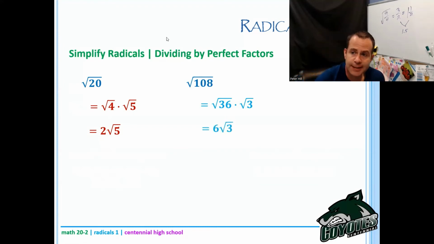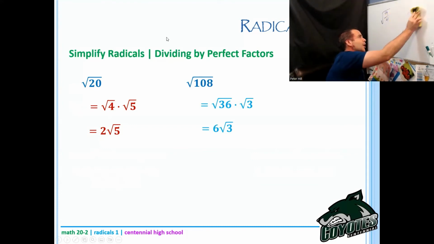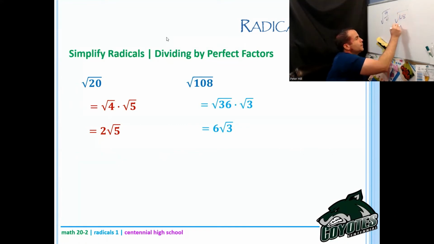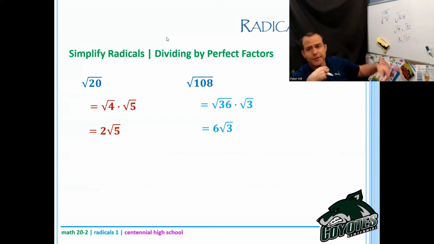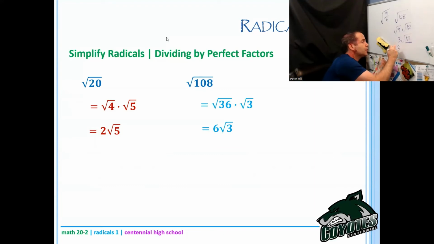Now, just in case you're thinking, well, what if I had started something else? Well, let's talk about it. I like talking. If I had gone root 108 and said, oh, well, that's going to be root 9 times root 12. And then the root of 9 is 3. So that would have given me 3 root 12. Okay. You did this beautifully. You're just not done yet. 12 would then be 4 times 3. So then I would go 3 root 4 root 3. And then the root of 4 is 2. 2 times 3 is 6. I still end up with 6 root 3. Okay, everything is still the same.